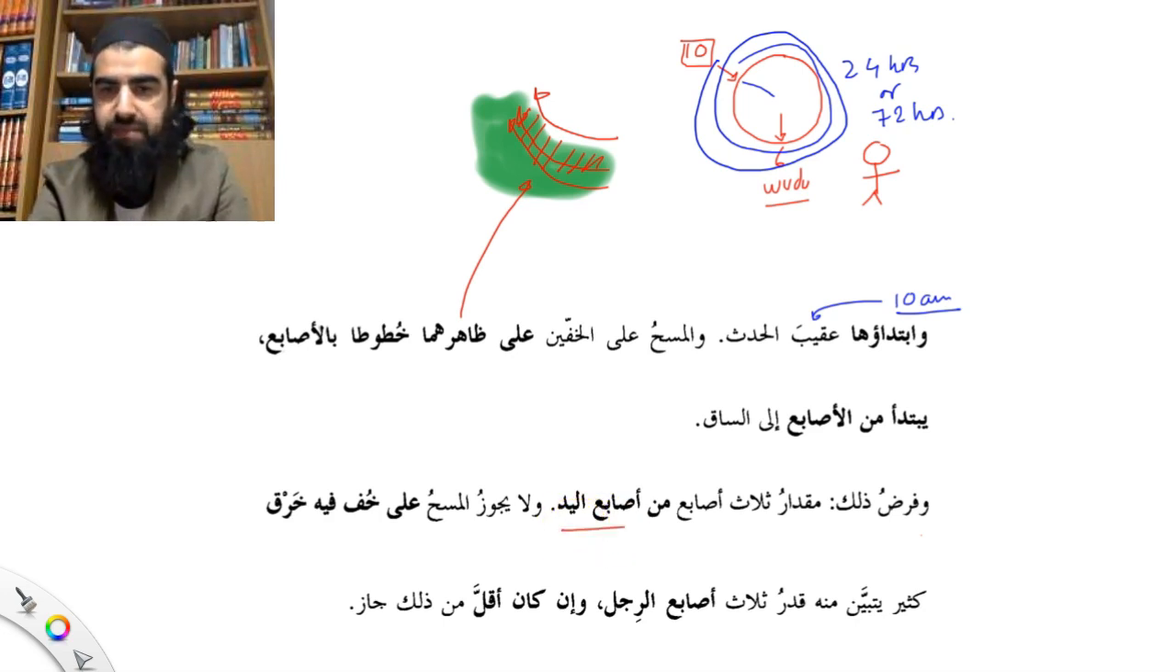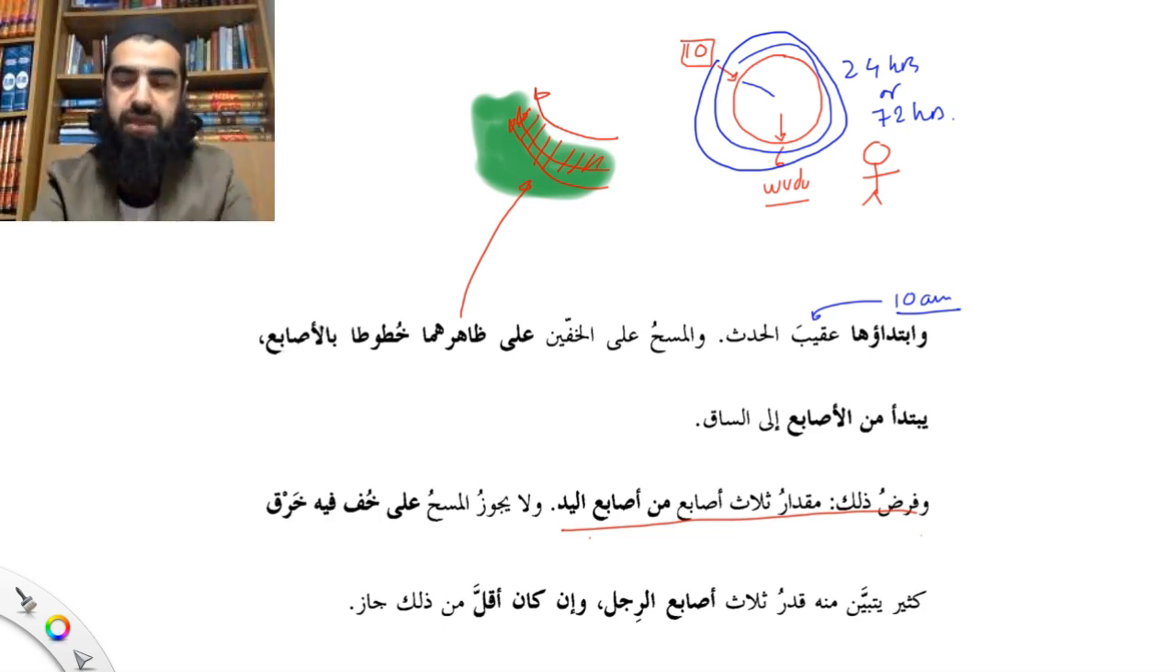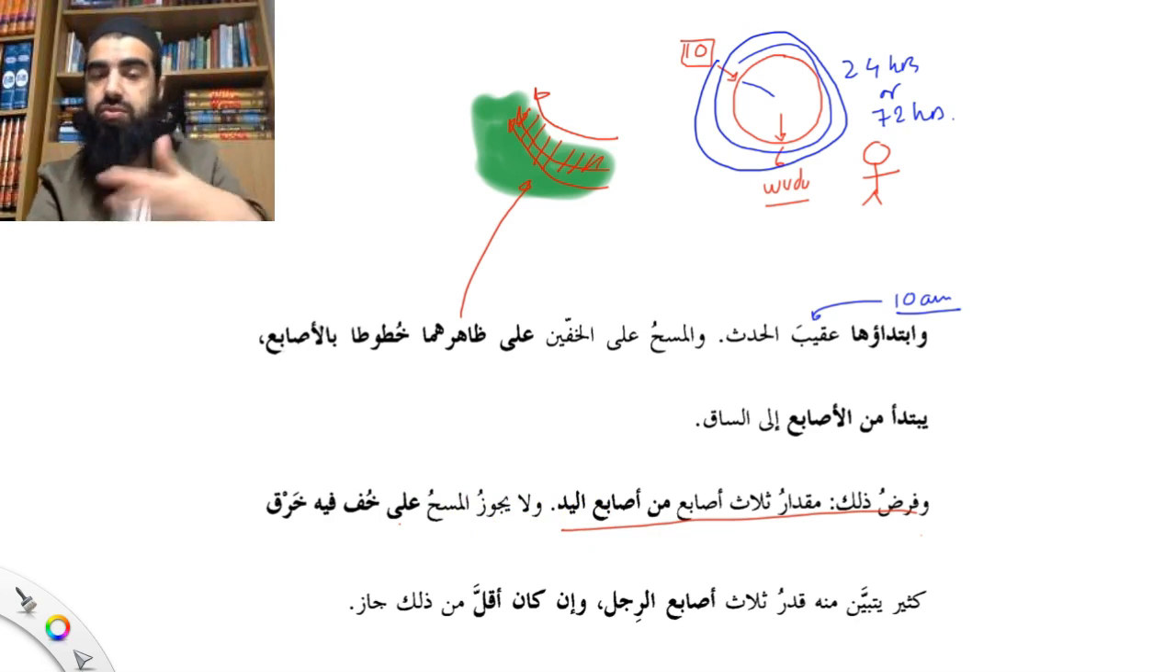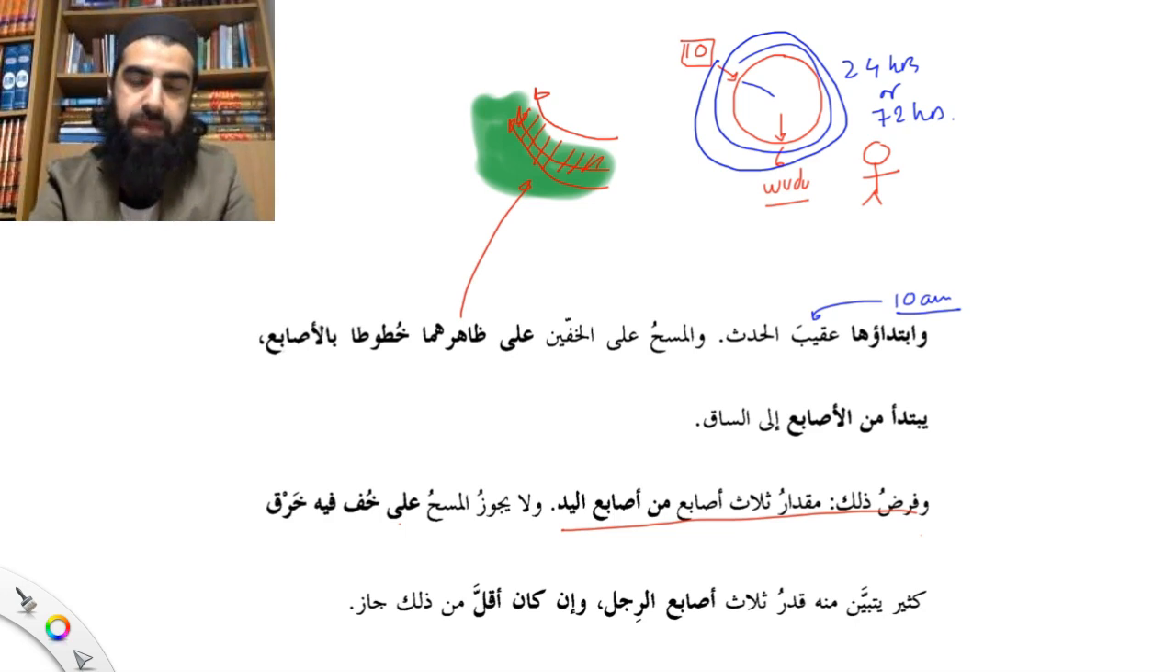Right, next. Now how much surface area should you wipe over? So he says miqdara thalatha asabi min asabi al-yad, the amount of 3 fingers of the hand. So basically the amount of space that 3 fingers take up, that's how much you wipe. Okay, so that's the obligation. You can do more than that if you like. You can do 4 fingers, you can do 5 fingers, it's fine. But 3 is the bare minimum. Wala yajuz.